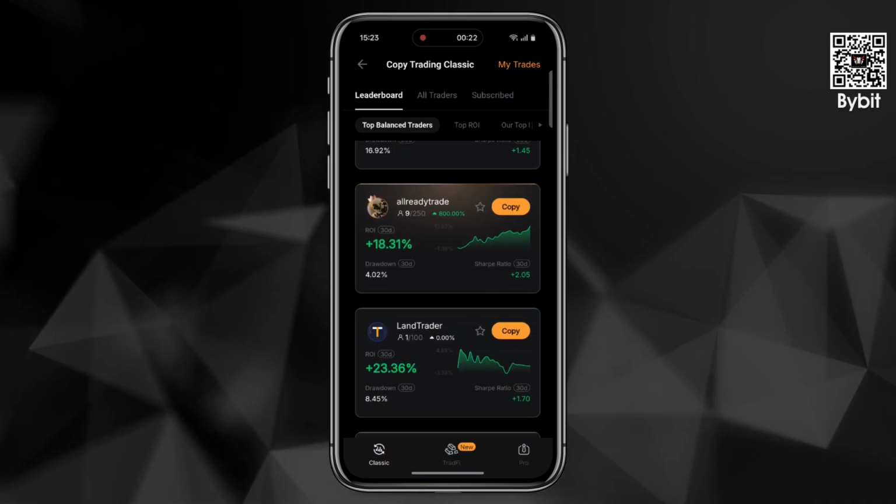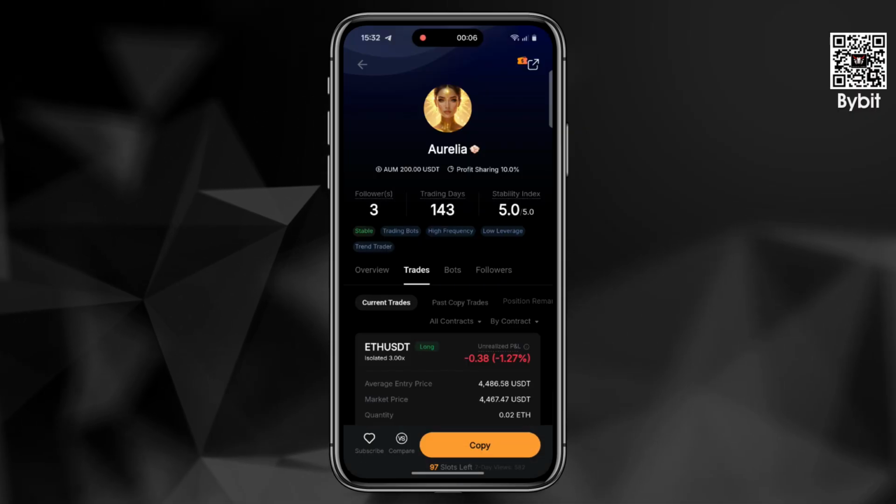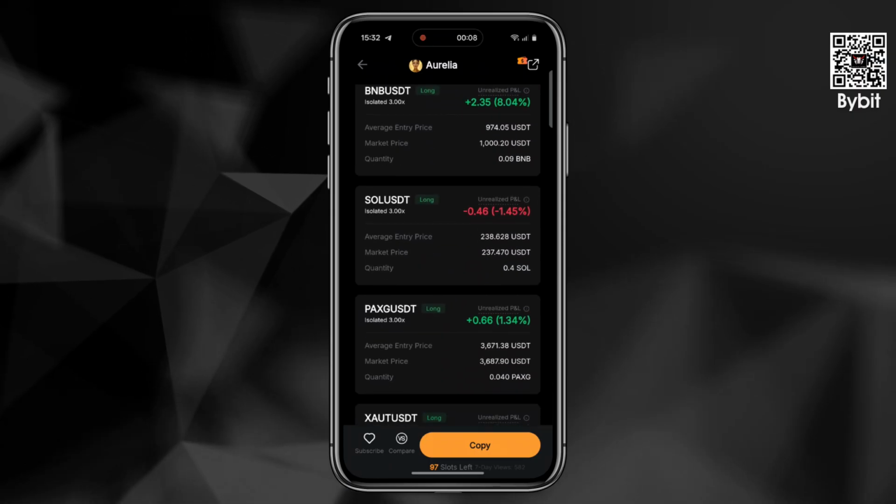Example, I found a trader with an ROI of 82% over 90 days, with 445 profitable trades against 188 losing ones, and he cuts losses. This is a good sign of discipline and transparency.